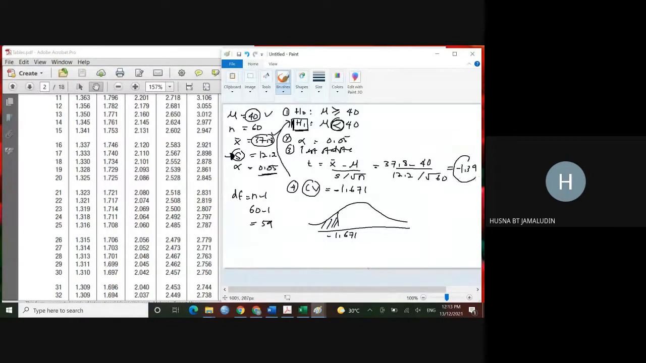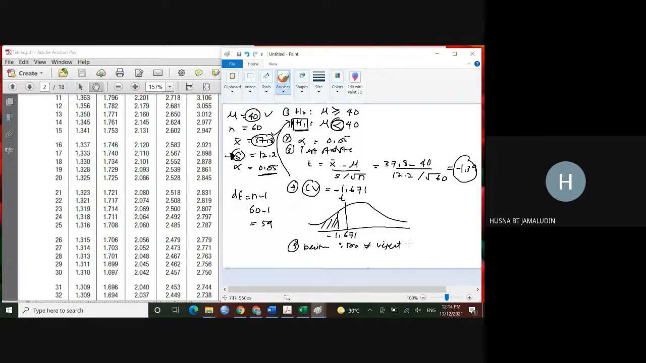Where is your T value, 1.39? Is it inside or outside the rejection region? Outside. Yes, cool. So this is your T value, it is outside the rejection region. So what is your decision? Tell me. Reject or do not reject? If you want to reject, it should be inside the rejection region. Now it is outside, so your decision is do not reject.